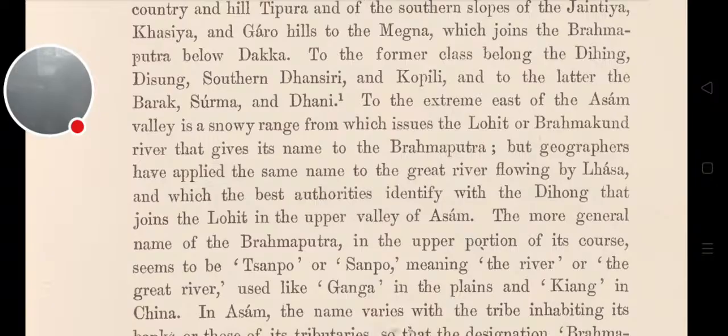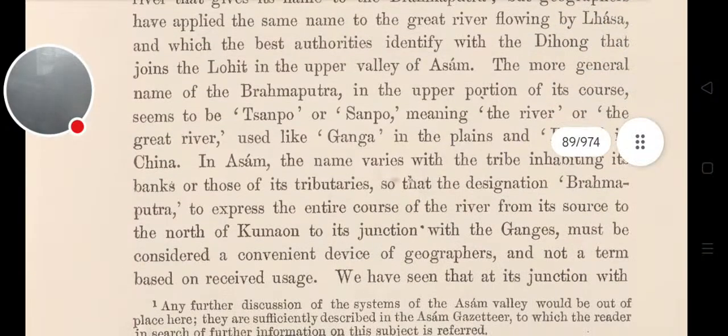Dhani. To the extreme east of the Assam Valley is a snowy range from which issues the Lohit or Brahmakund river that gives its name to the Brahmaputra. But geographers have applied the same name to the great river flowing by Lhasa and which the best authorities identify with the Dihong that joins the Lohit in the upper valley of Assam. The more general name of the Brahmaputra in the upper portion of its course seems to be Sanpo, meaning the river or the great river, used like Ganga in the plains and Kiang in China.